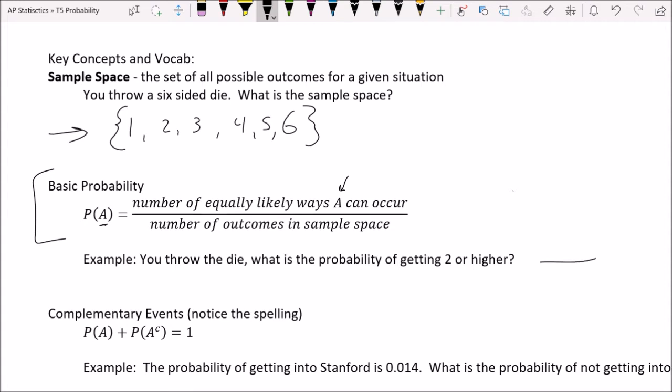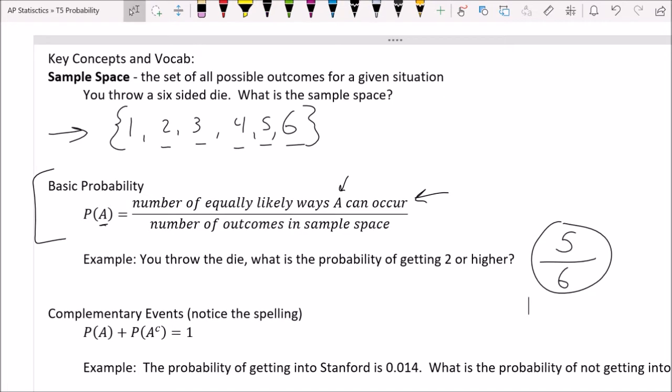So what we have to think about is how many different ways could we get a 2 or higher? Well, we could get a 2, a 3, a 4, a 5, or a 6. So there's 5 ways that could happen, and they're all equally likely, out of 6 different things that could happen. So the probability of getting a 2 or higher is 5 out of 6. We build from there, but that's the basic idea of what probability is. Anytime something gets really overwhelming, always go back to that: the number of ways something can occur divided by the number of outcomes in the sample space.